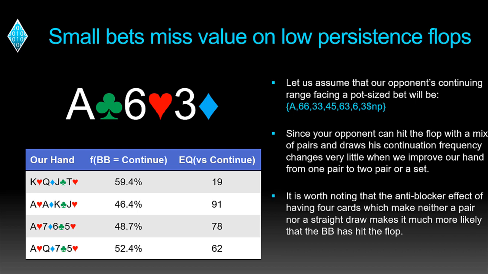Now, it's worth noting here that the anti-blocker effect of having 4 cards which make neither a pair nor a straight draw does make it much more likely the big blind has hit the flop. So actually, an anti-blocker effect on a board like this is way more important than actually intersecting with the board.